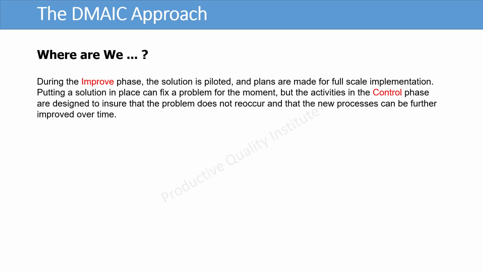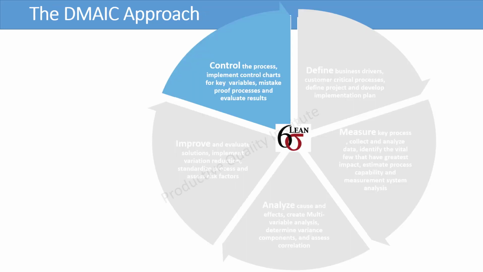Where are we? During the improve phase, the solution is piloted, and plans are made for full-scale implementation. Putting a solution in place can fix a problem for the moment, but the activities in the control phase are designed to ensure that the problem does not reoccur, and that the new processes can be further improved over time. In the control phase, we will control the process, implement control charts for key variables, mistake-proof processes, and evaluate results.